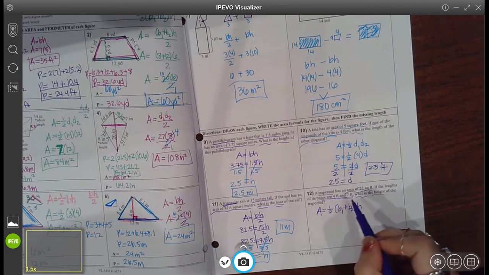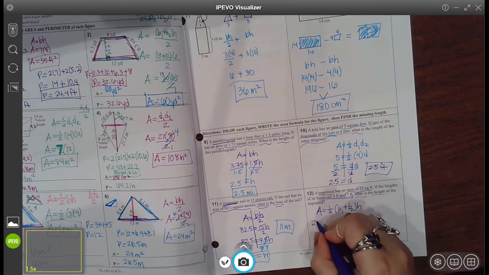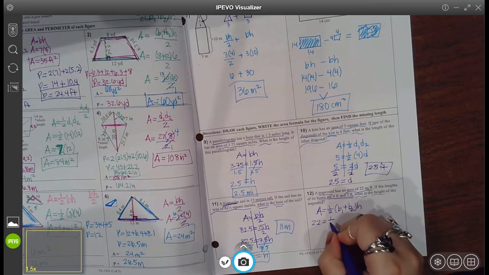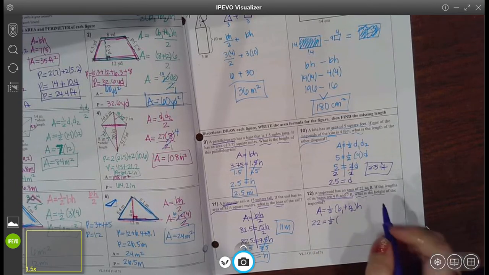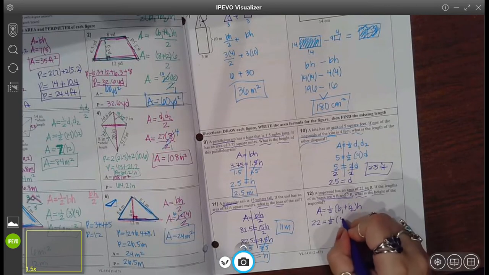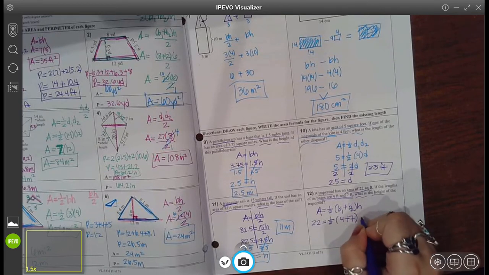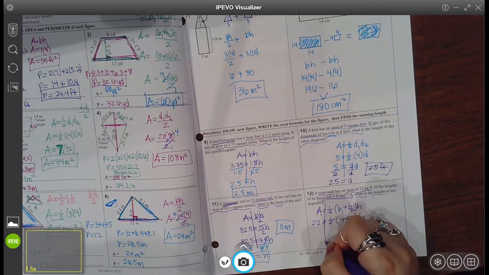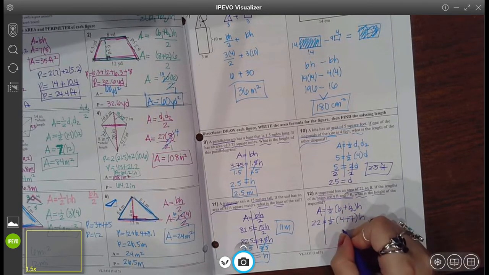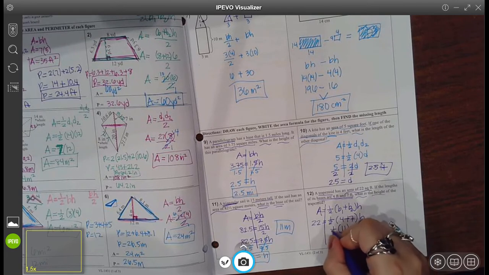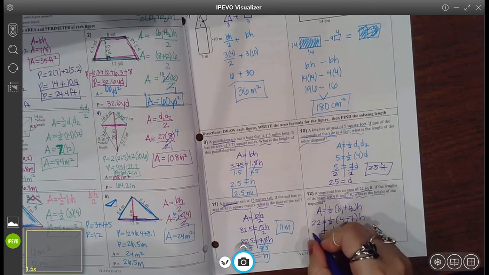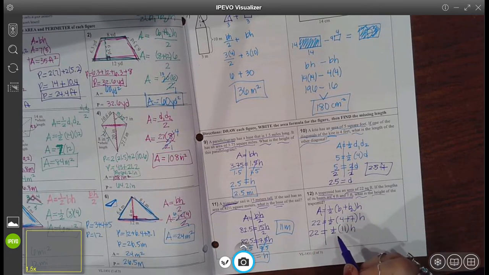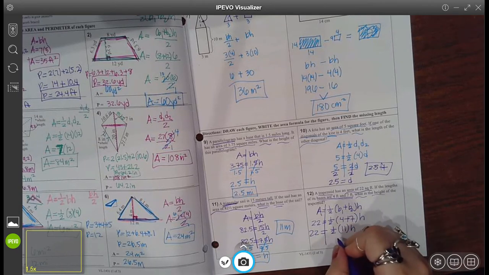Okay, plug in what you know. Area is 22. So I'm going to replace the A with 22. Bring down your equals 1/2. Do I know my bases? Yeah, they told me my two bases are 4 and 7, but we don't know the height. Let's simplify inside the parentheses first. 4 plus 7 is 11. Now you have 22 equals 1/2 times 11h. So simplify, what's half of 11? Or 11 divided by 2? It's 5.5.